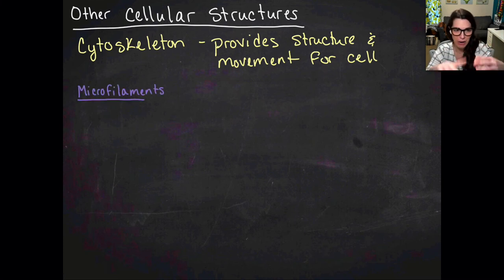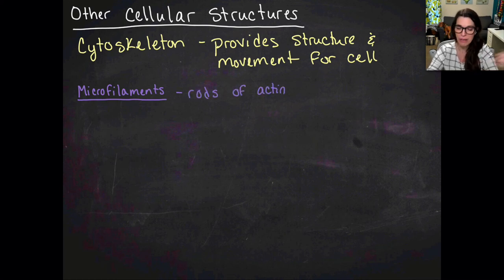So there's three parts. There's microfilaments, and microfilaments are really small, micro, and they're rods made of actin, and they provide the movement. So actin is a protein that is involved in your muscles a lot, and it provides the contraction factor of your muscles, so they provide movement.